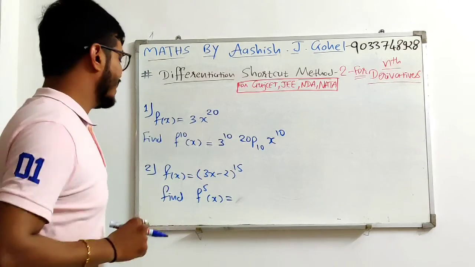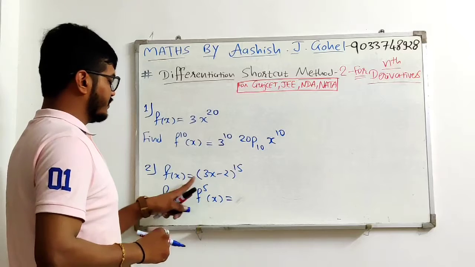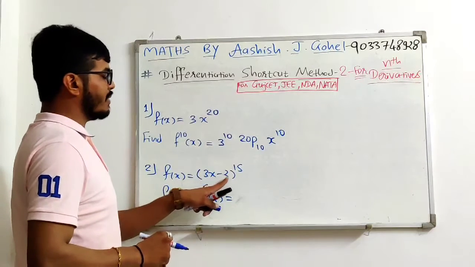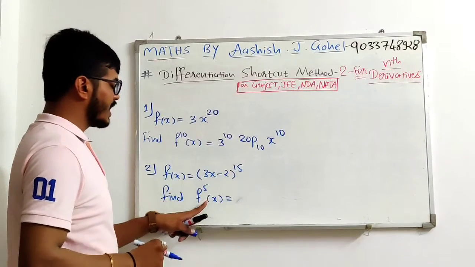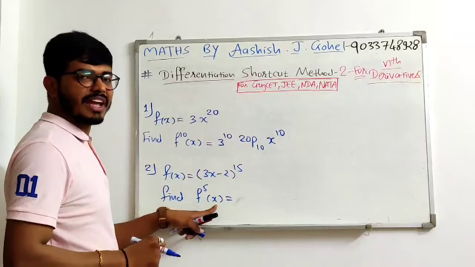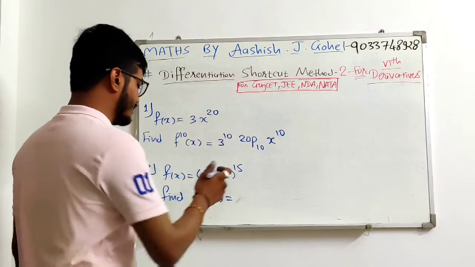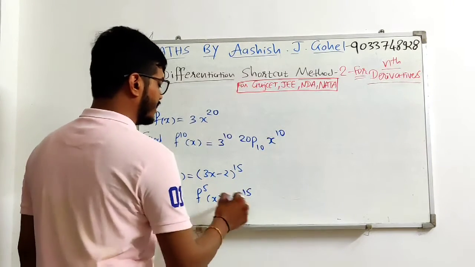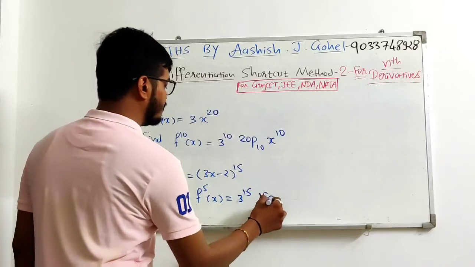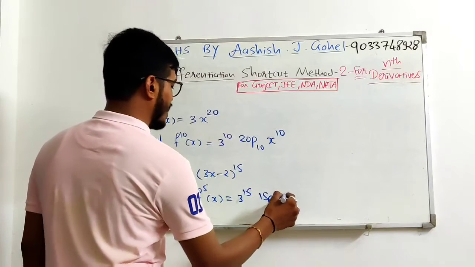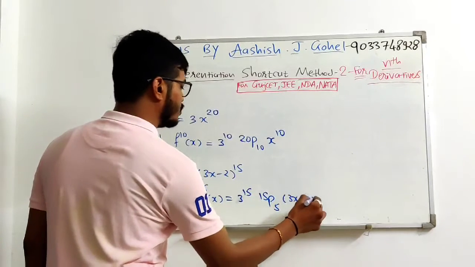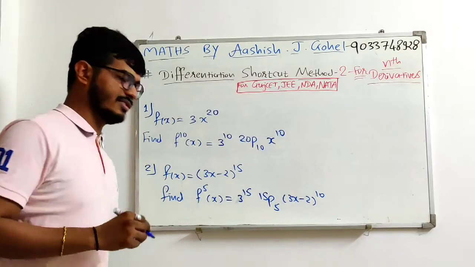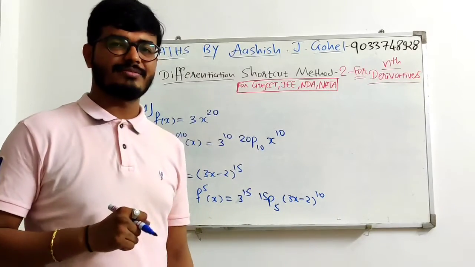Let us do the next question. We want f of x is equal to (3x minus 2) whole raised to 15, the fifth derivative of it. So how will we do this? Here 3 raised to 5, then 15P5, (3x minus 2) raised to 10. This will become your final answer.